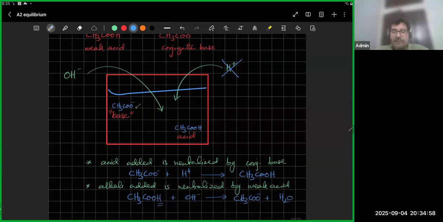So your H plus 1 was neutralized by the base, and your OH ions are getting neutralized by the weak acid. Okay, so this solution is behaving as a buffer because it's got a base, plus it's got the acid as well. Okay, is this thing clear?